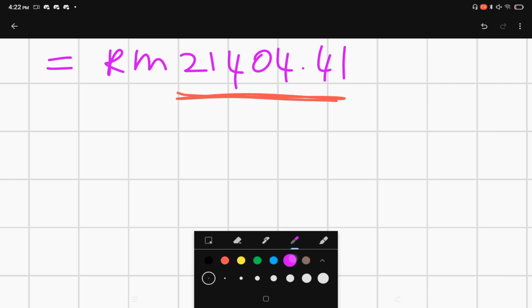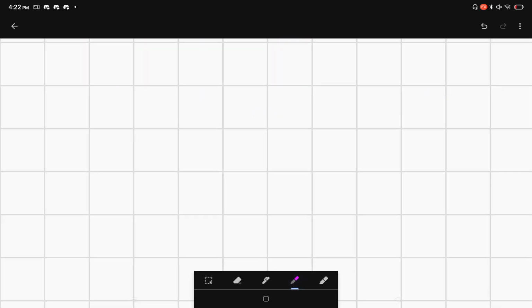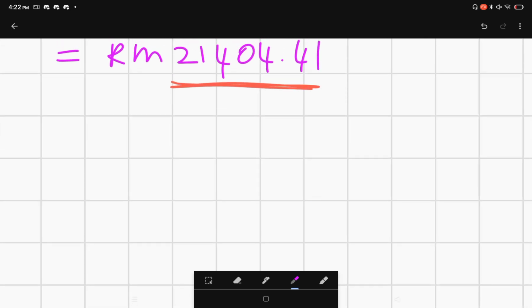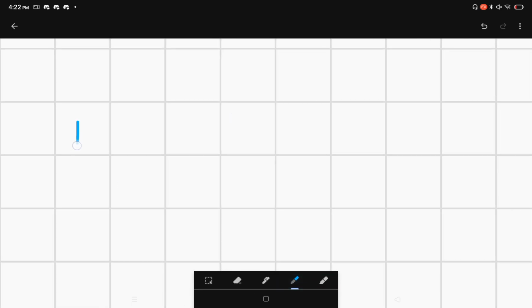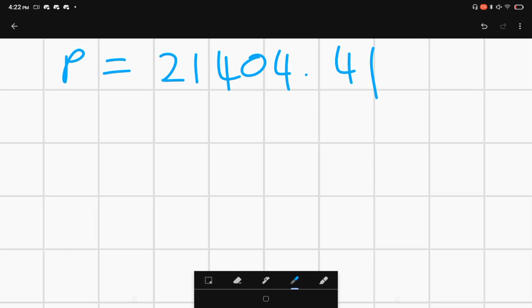So the loan will grow to this amount after 1.5 years. And next, we use this new amount as the principal for the next 3.5 years with the new interest rate of 5% compounded semi-annually. So the new one is going to be 21,404 and 41 cents.